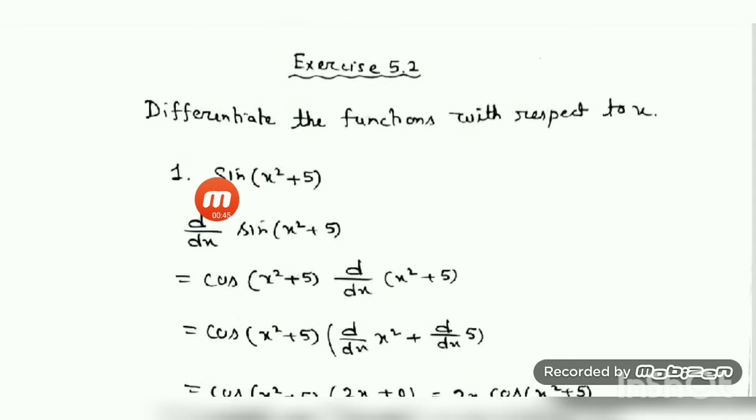So this is your question. Number 1 is sine of x square plus 5. You have to take the differentiation of this function with respect to x. That means I will start the solution: d/dx of sine of x square plus 5. Don't put an equal sign, okay? Because I have to start the solution from here.